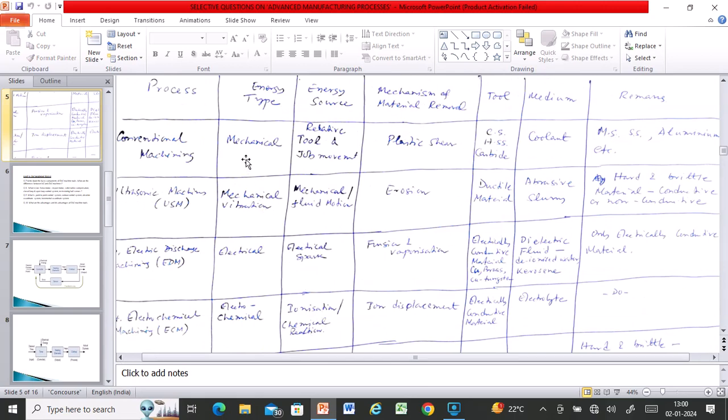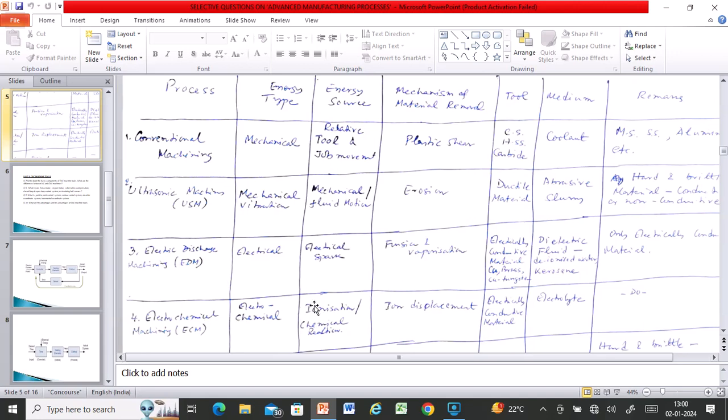The energy type is mechanical, the energy source is relative motion between tool and job, and the mechanism of material removal is plastic shear. The tool is carbon steel or high speed steel, the medium is coolant, and all conventional materials like MS, SS and aluminium can be machined by the conventional process. Next we go to the non-traditional machining processes.